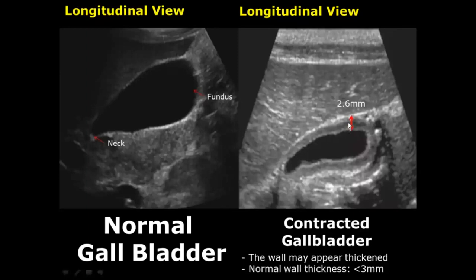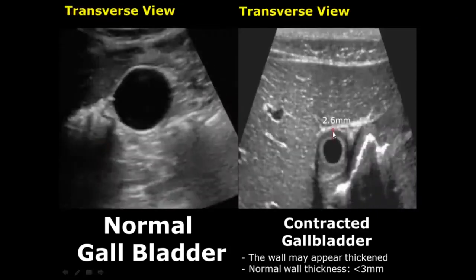This is the appearance of a contracted gallbladder. It occurs when the person has recently eaten, and the walls may appear thicker than normal, but as you can see, it is less than 3 millimeters. So it is a normal thickness of the gallbladder wall. Here is a transverse view of a contracted gallbladder. The wall is measuring 2.6 millimeters, so that is normal.